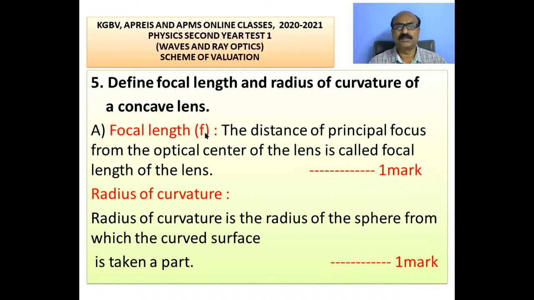Focal length: the distance of the principal focus from the optical center of the lens is called the focal length of the lens. So this can be given 1 mark. Radius of curvature: radius of curvature is the radius of the sphere from which the curved surface is taken. So this will also carry 1 mark. So this is how you have to write down the answers for each and every particular part of the question given.